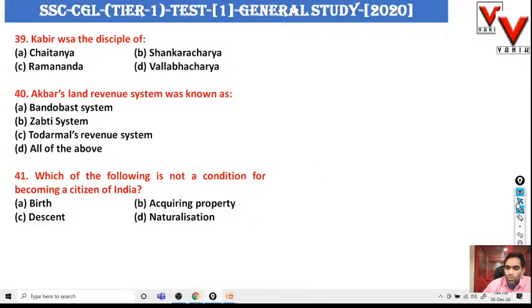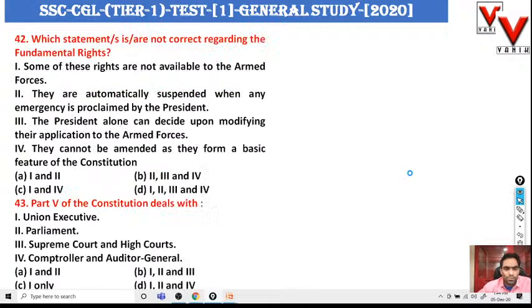Now we are going to proceed further and discuss the next question, the 42nd question: which statement or statements is or are correct regarding the fundamental rights. The very first statement is that some of these rights are not available to the armed forces. This is right. The main word is "not", be clear about that. So the very first statement is correct.